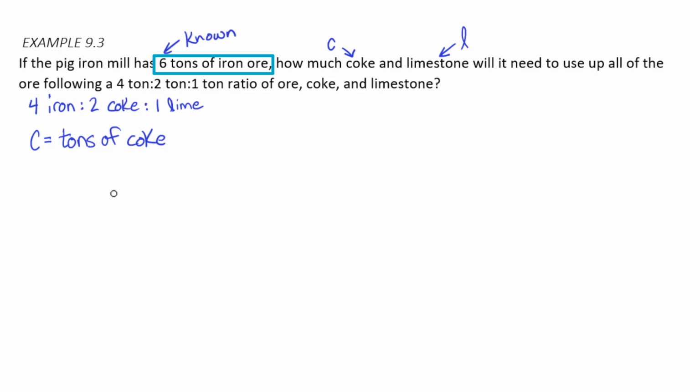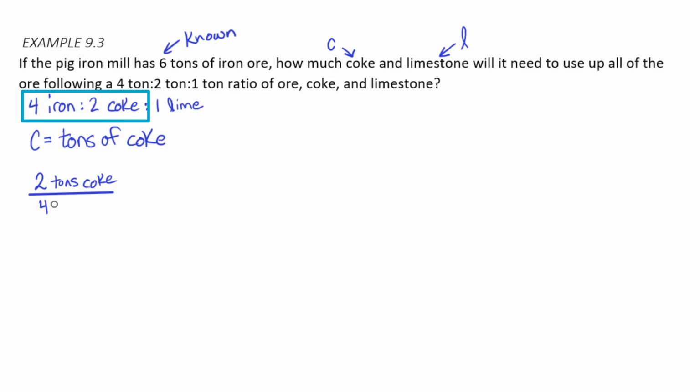So in order to find out how much coke we need, we can use the ratio 2 tons of coke to 4 tons of iron. That's a ratio that relates the amount of coke we need to the amount of iron we need. So you see, we're not including lime in this problem because we're not dealing with lime right now. We're dealing with the ratio of coke to iron. So we set this 2 to 4 ratio equal to the right-hand side.